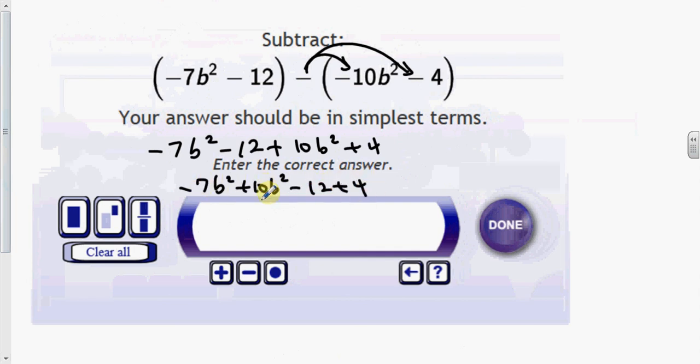So negative 7 and positive 10, they have different signs. Subtract. The number with the larger absolute value, its sign is affixed to the answer. 10 is bigger than 7. So since 10 was positive, this becomes positive. If it's positive, you don't have to write positive if it's in the very front to the left, right? And then we bring down the common variable expression, b squared. And then 12 and 4, they have different signs, negative and positive. So I'll subtract. I get 8. And the number with the larger absolute value, compare 12 and 4, 12 is bigger than 4. Its sign is affixed to the answer, negative. Well, that's it. Thank you.